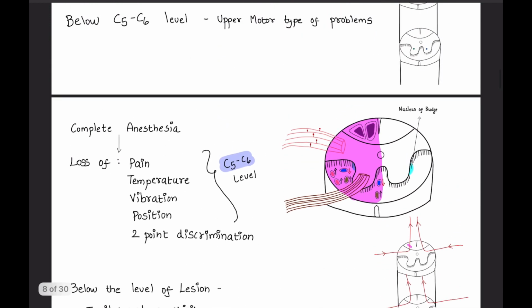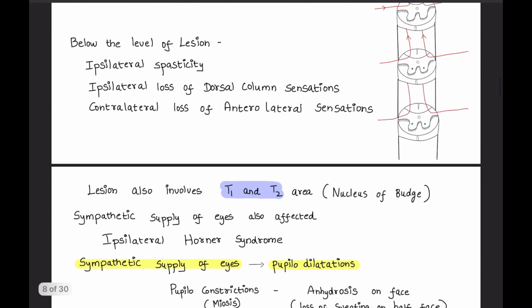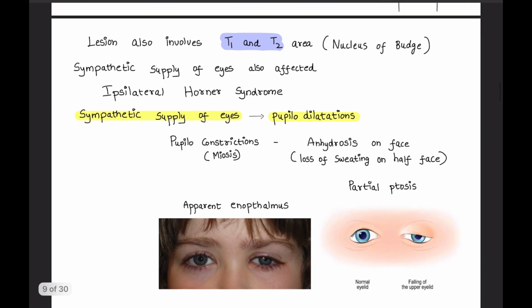Since the lesion is only on one side, there will be ipsilateral Horner syndrome. So there will be loss of sweating on one side of the face. Ptosis means drooping of the upper eyelid. Here the problem is with the eyelid, the upper eyelid.